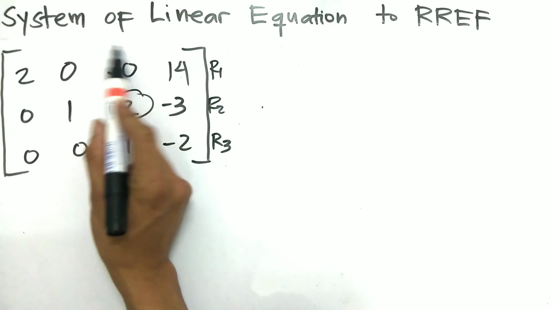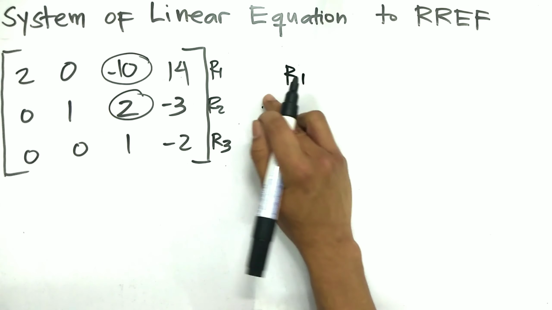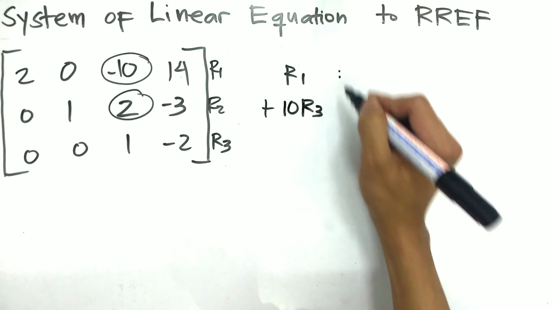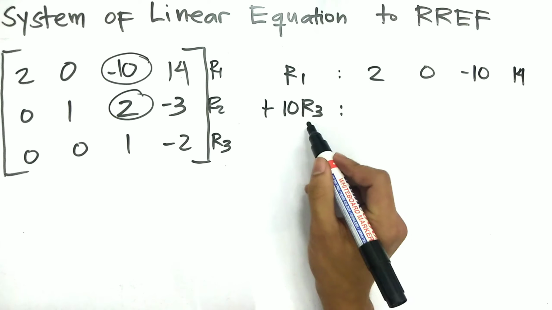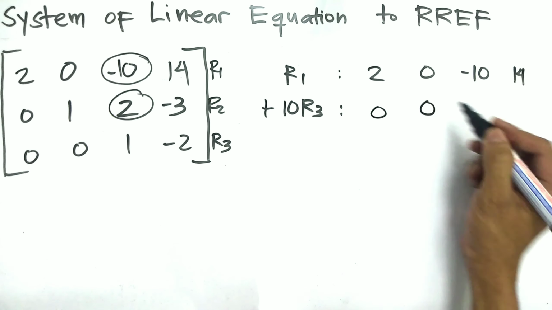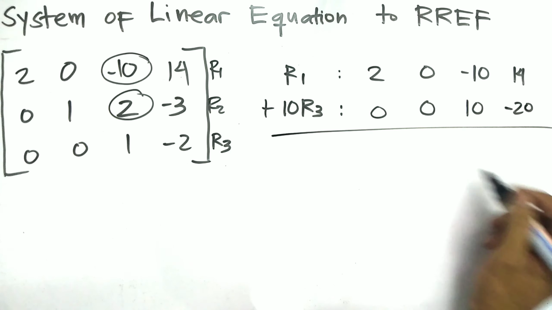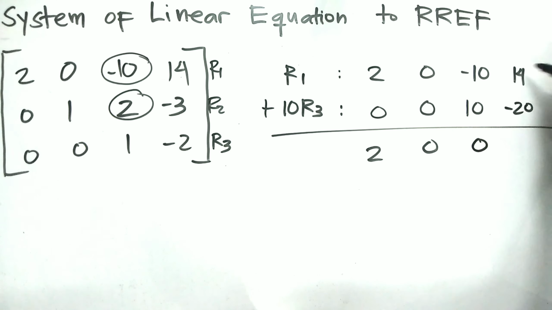For us to eliminate this number and to change it to 0, we will perform operations between row 1 and row 3. So let's copy row 1 and then we will add it by 10 times row 3. So row 1 is 2, 0, negative 10, and positive 14. 10 times 0 is 0. This is still 0. 10 times 10 is 10. And this would be 10 times negative 2, negative 20. Adding these two together, we have 2, 0, negative 10 plus 10 is 0. Sorry. And 14 minus 20 is negative 6. So this is our new row 1.